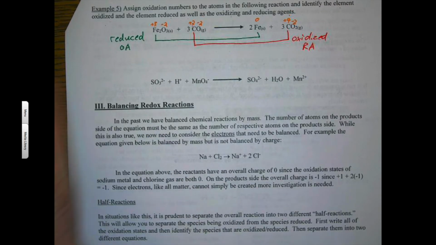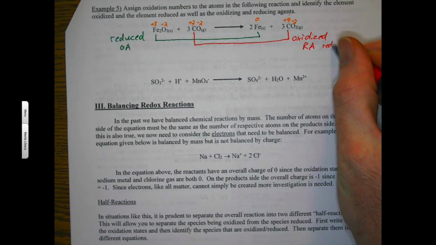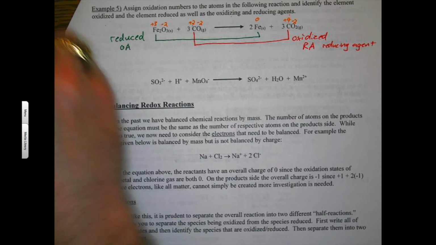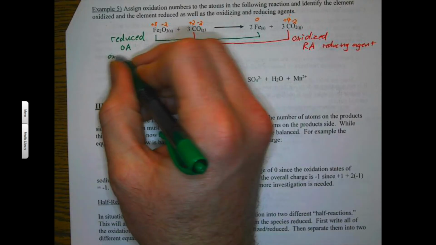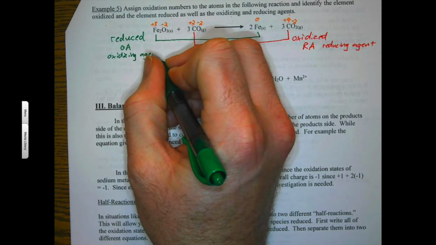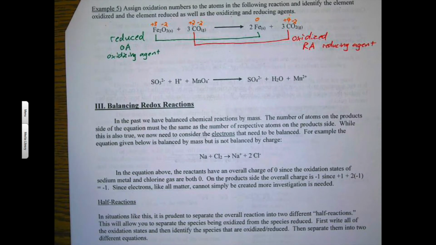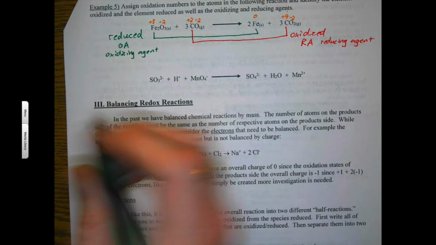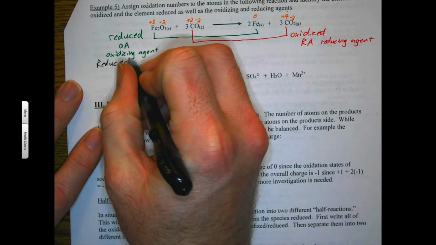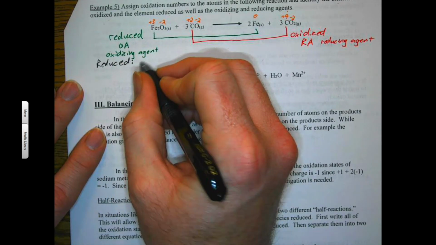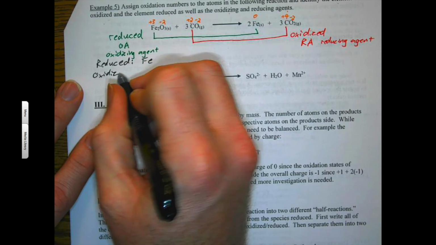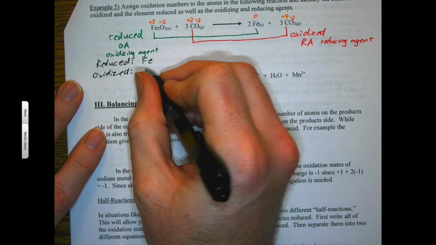Maybe I should write that out. Reducing agent. Oxidizing agent. Okay. So, for the atom that was reduced, that would have been iron. For the one that was oxidized, that would have been carbon.